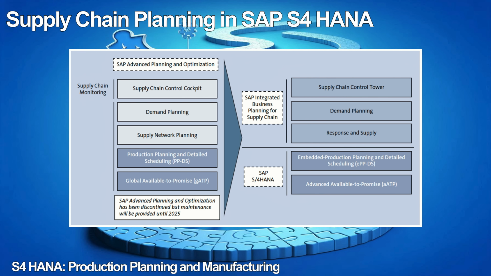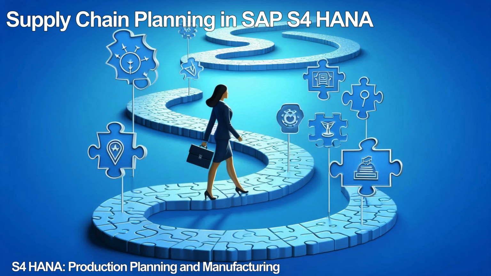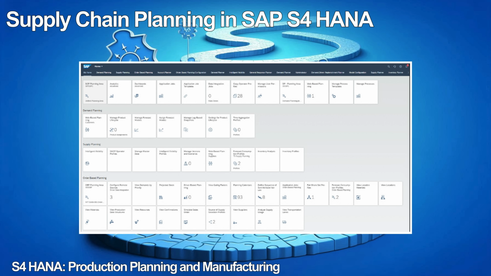APO included modules like demand planning, supply network planning, production planning and detailed scheduling, PPDS, and global available to promise, GATP. However, APO had limitations, especially in terms of system architecture and integration complexity. To overcome these, SAP launched SAP Integrated Business Planning, a cloud-native platform designed for real-time, collaborative, and intelligent planning. Let's break down the key components of SAP IBP.